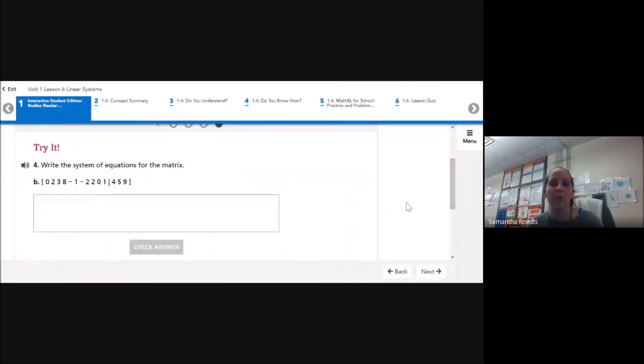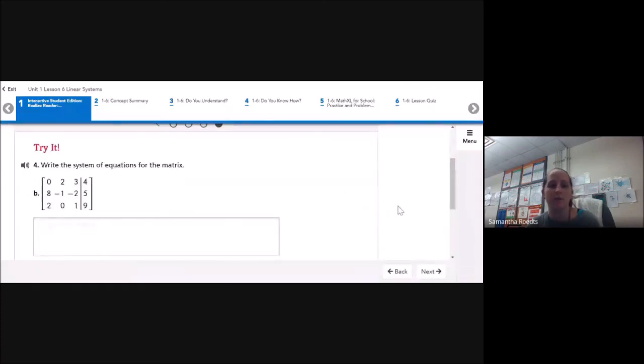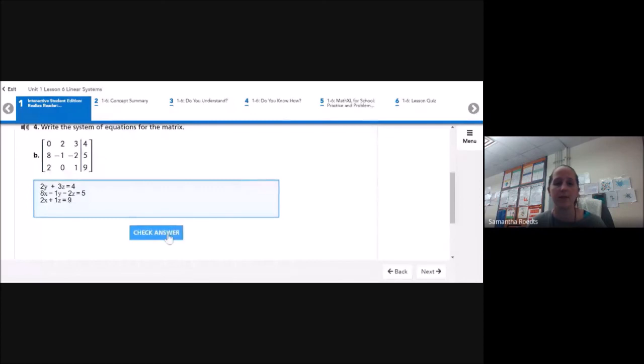Letter B, I'm actually going to go backwards. I'm going to write the system of equations for the matrix. So 0 means that it's just a placeholder. So 2y plus 3z equals 4. I have 8x minus 1y minus 2z equals 5. 2x, the 0 is a placeholder, plus 1z equals 9. Here's my system.